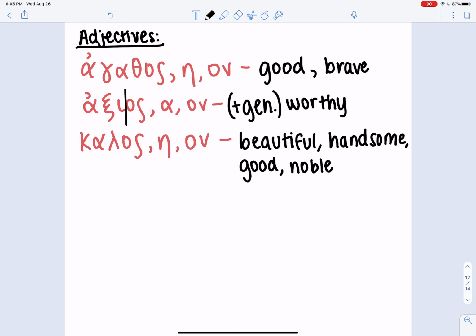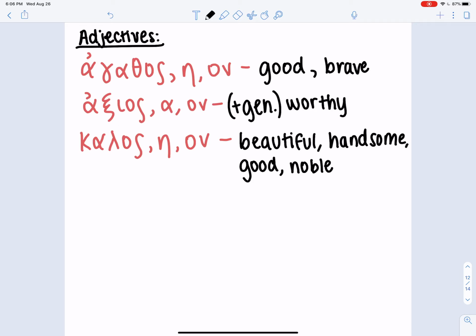Look at our stem, axi, which ends in an iota, and an iota is an epsilon, iota, or rho, so we use the alpha endings in the feminine. And kalos, we take off the os. We get kal as our stem, which ends in a lambda. Lambda is not epsilon, iota, or rho, so we use our eta endings.